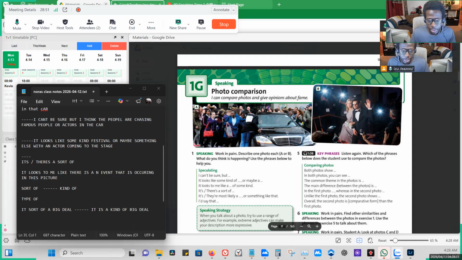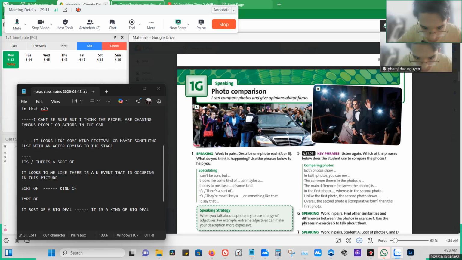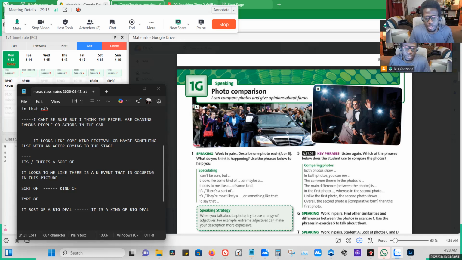They're most likely, or something like that. For example, if I say they're most likely something, it means that there's a high chance that they are this, or there's a high chance that they are that. That's what most likely means. So, yeah, that's basically what that means.